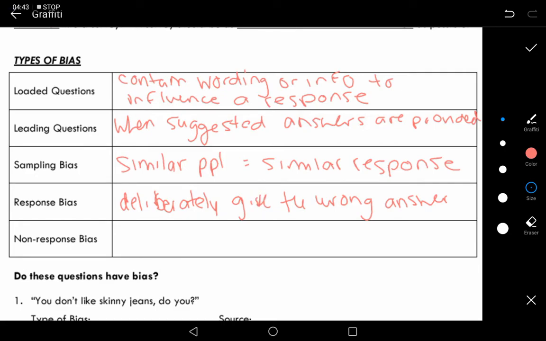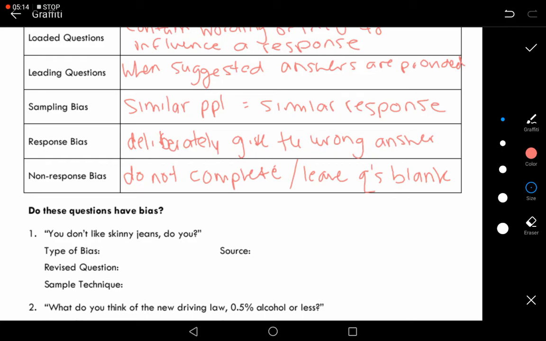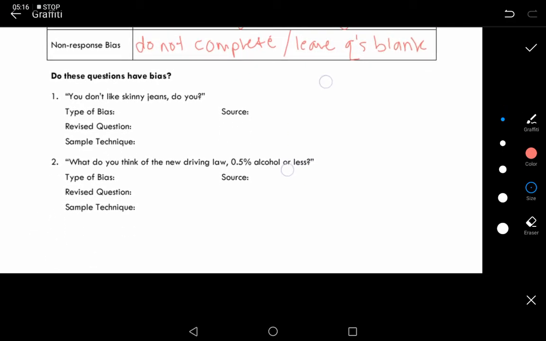Okay. Non-response bias is simply when people don't complete the survey or they leave the questions blank. So do not complete or leave questions blank. So as you can see, there's lots of spots where bias can come into play when we are dealing with these surveys. Okay, so let's do a couple of examples.